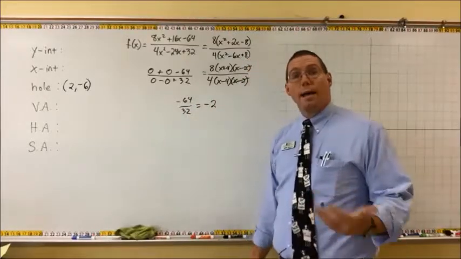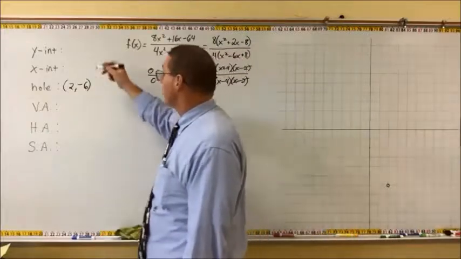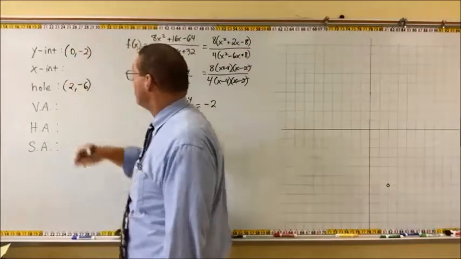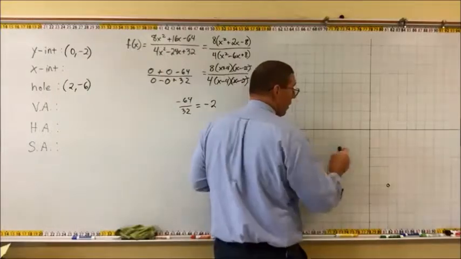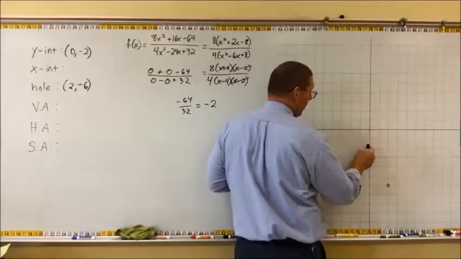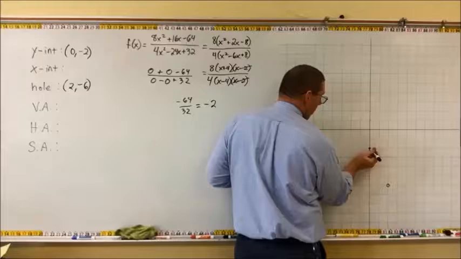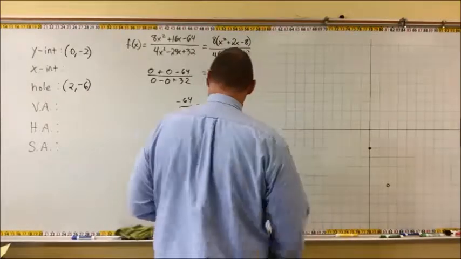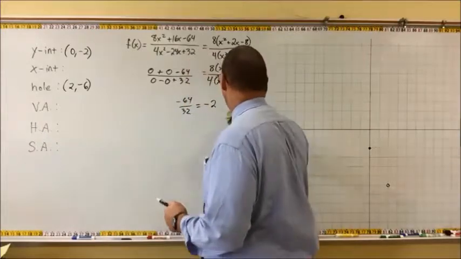So there is a y-intercept. The y-intercept of the function is at the point 0, negative 2. If I go to the graph, and I go to 0 and negative 2, that's right here. I'll put a dot there. That's the y-intercept. All right, now let's move on to the x-intercept.